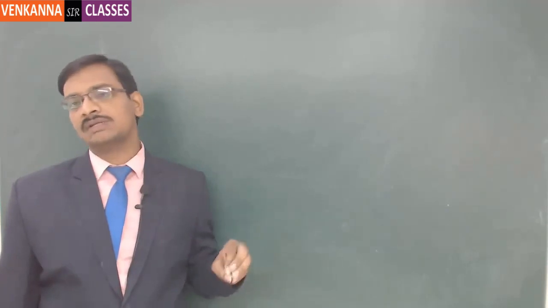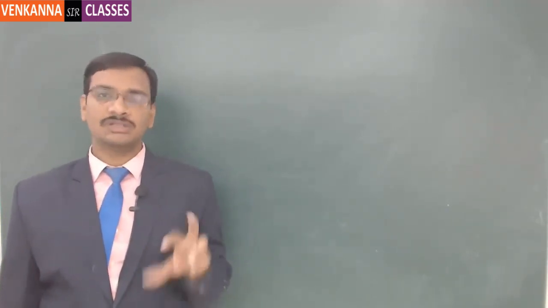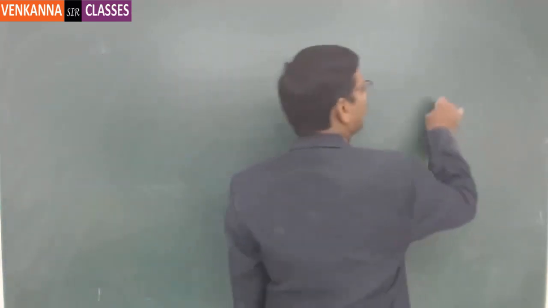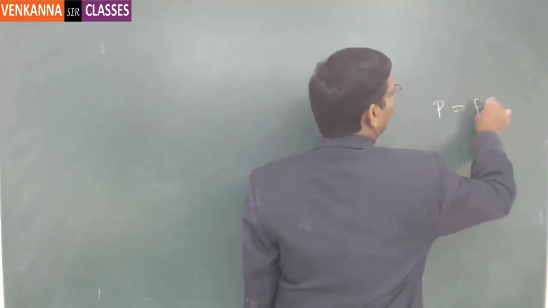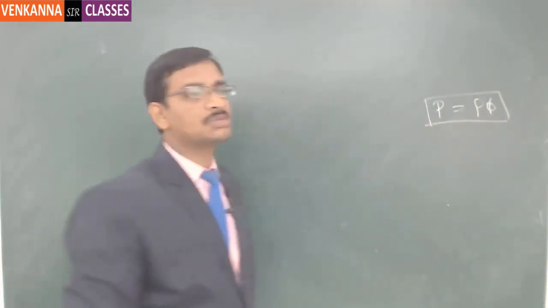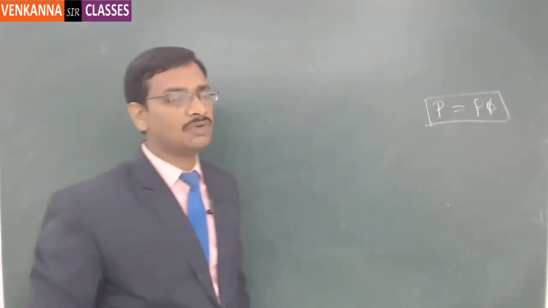The only thing is, he will ask us to find the pressure. For that we will be using some extra conditions. One is that the pressure at any point is given by rho times the scalar potential. This will give the pressure. So this is the relation between the pressure and the scalar potential. This is one relation we are going to use.